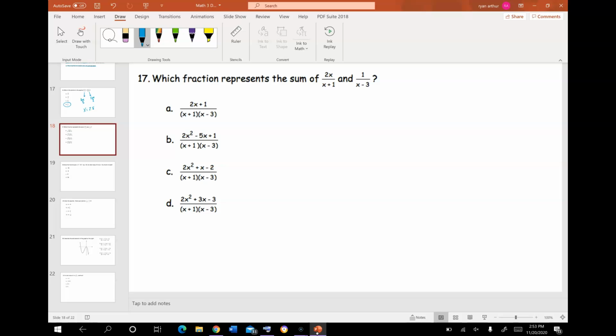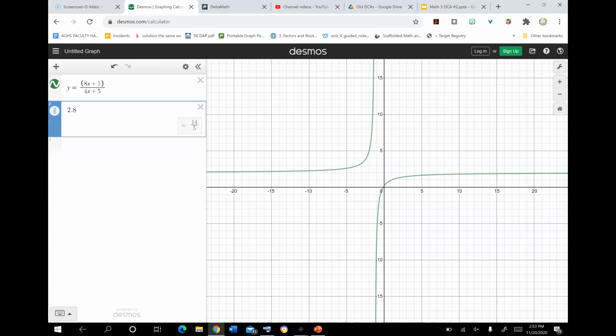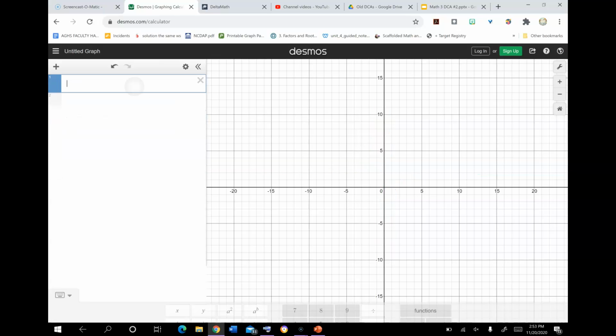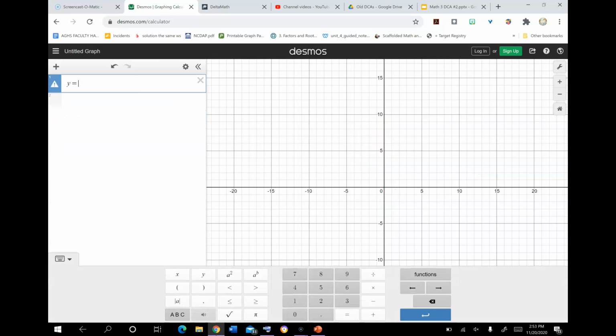All right, 18. Which fraction represents the sum? Again, it's just a simplified version of that, so the graphs have to be the same. So I'm going to type this in and see which one gives me the same graph. Okay? So I'm going to say y equals 2x divided by x plus 1.